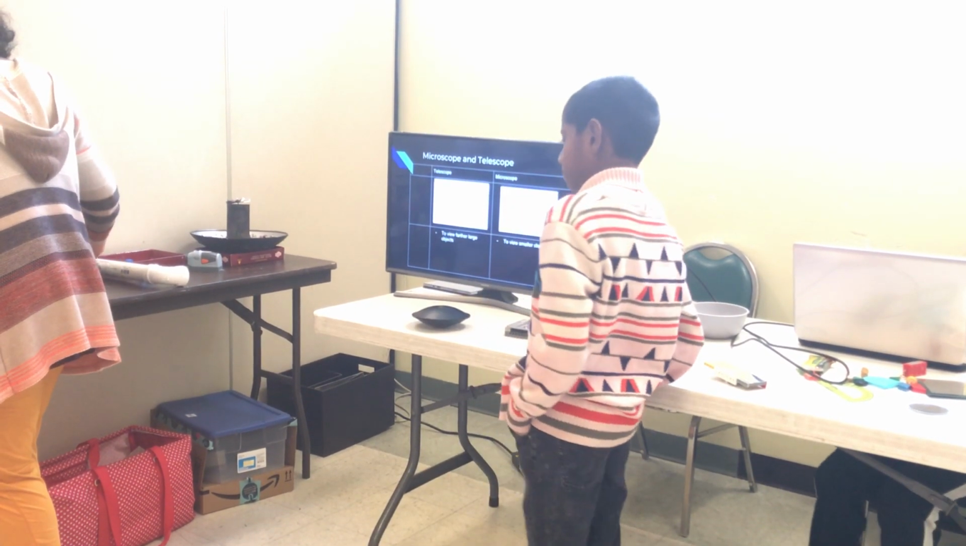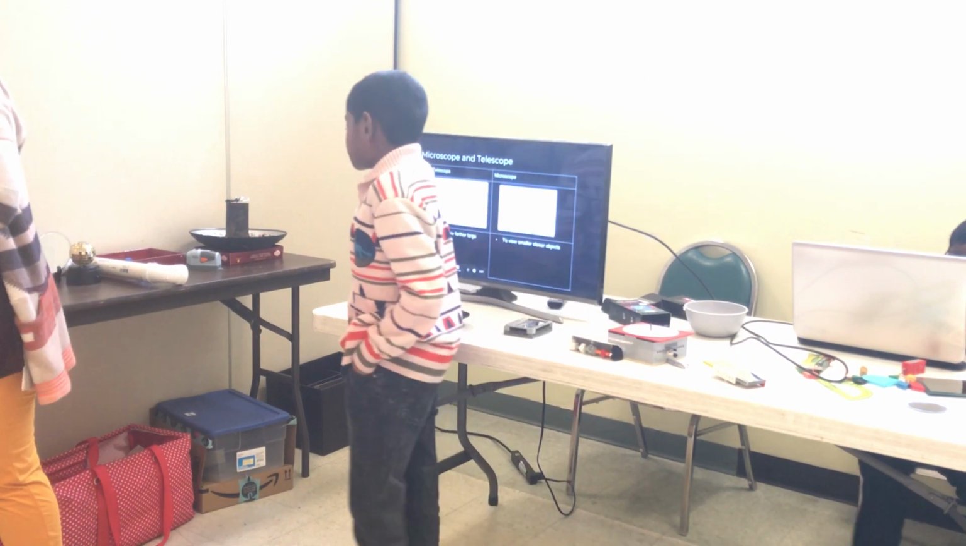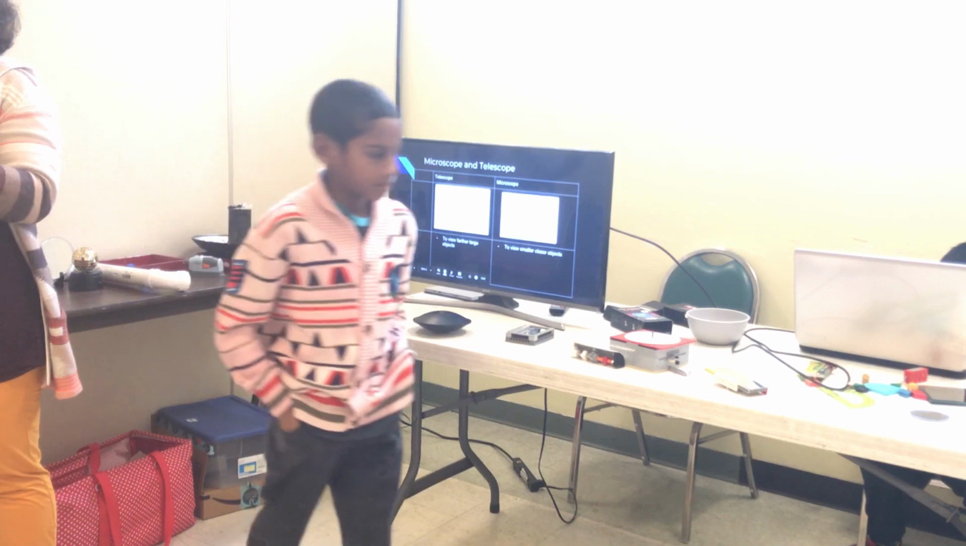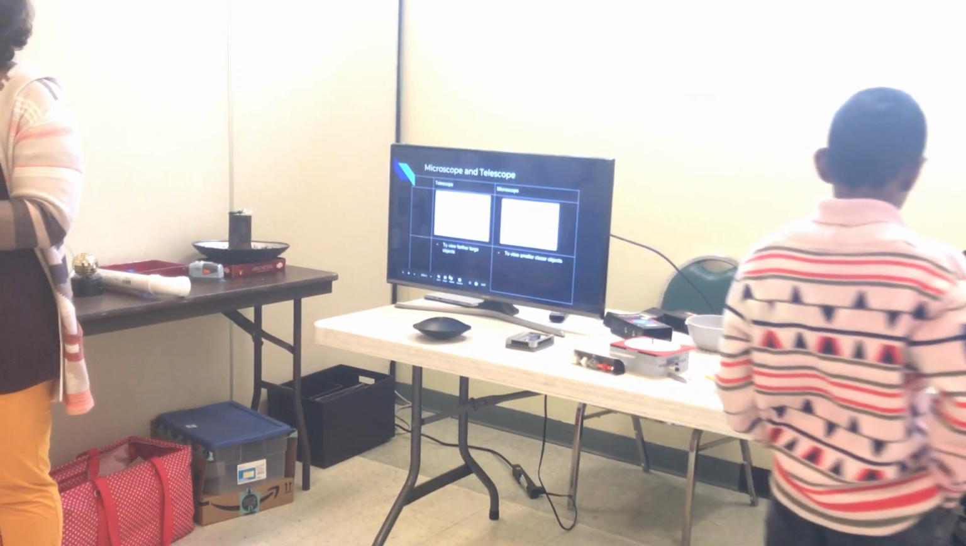And then for a microscope, you use the plane mirror and the lenses. Lenses are like glass. Yes.